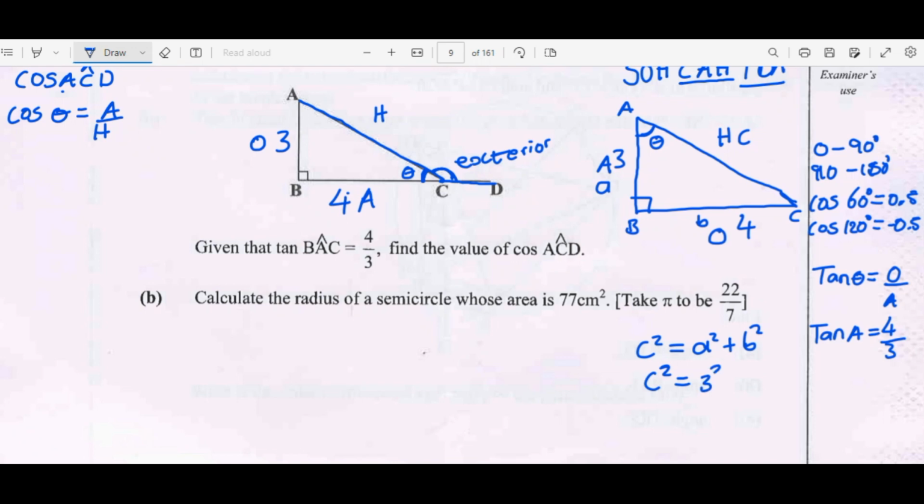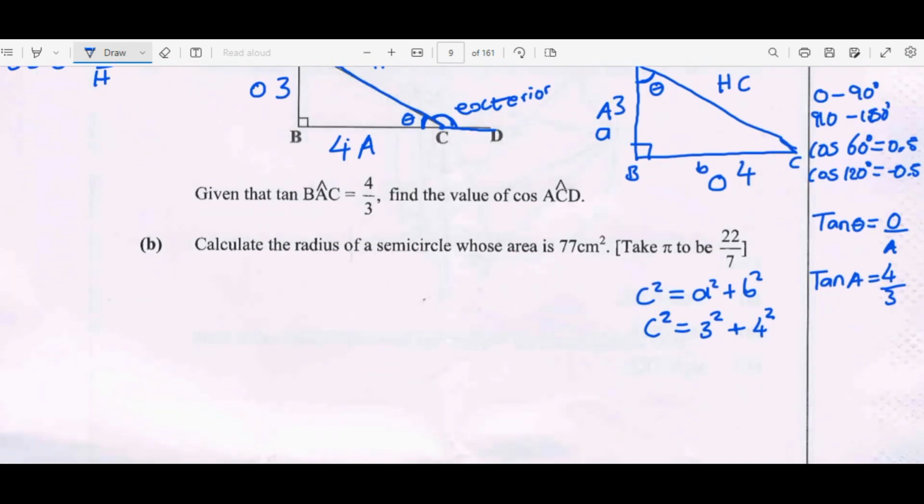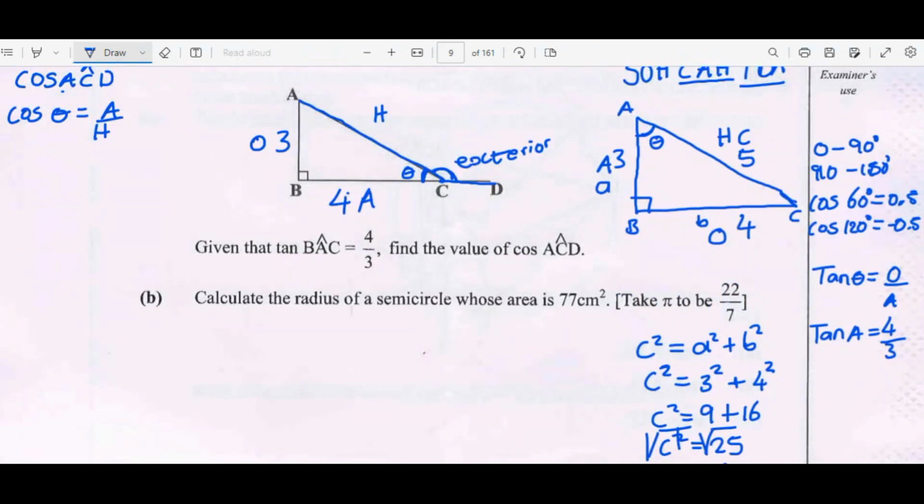So 3 squared plus 4 squared. If we square a number, it simply means we multiply the same number. So 3 by 3 will give us 9, 4 by 4 will give us 16. Then we add, and that will give us 25. Then we need to take the square root. So the square root of c squared is just c. The square root of 25: the number that we can multiply by itself to give us 25 is 5. So the hypotenuse is 5 here.